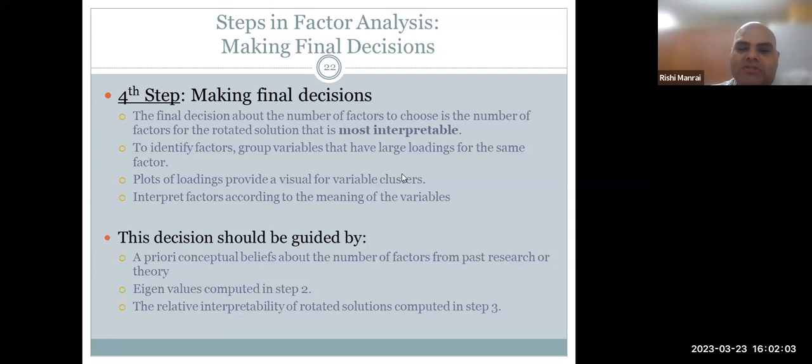That is important. This decision should be guided by an a priori conceptual belief about the number of factors from past research or theory, eigenvalues computed in step 2, and the relative interpretability of the rotated solutions computed in step number 3. So it is important that we look into the various components, analyze those responses, analyze the final outcome of the factor analysis and check what is going on. And if we get a good response, then only we will go ahead.